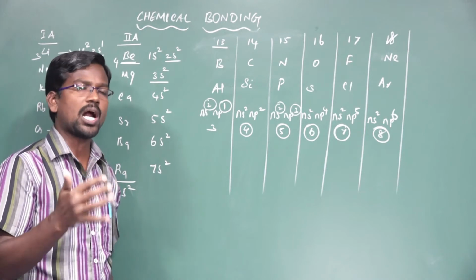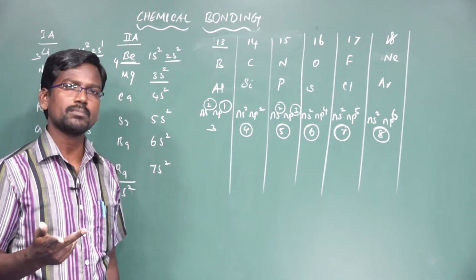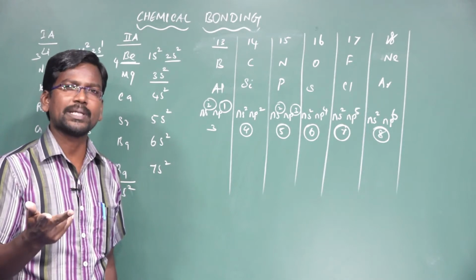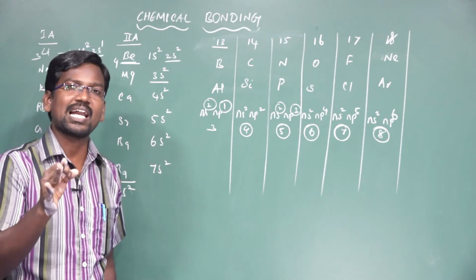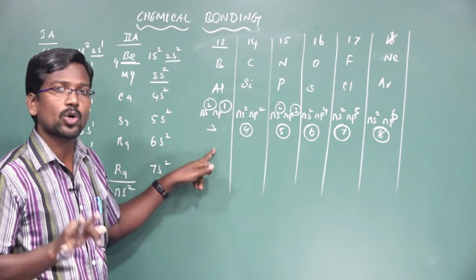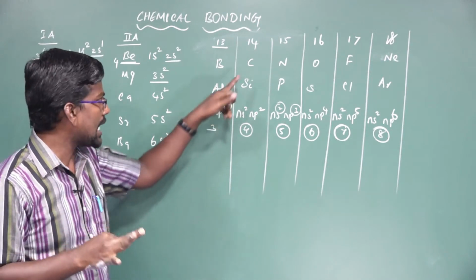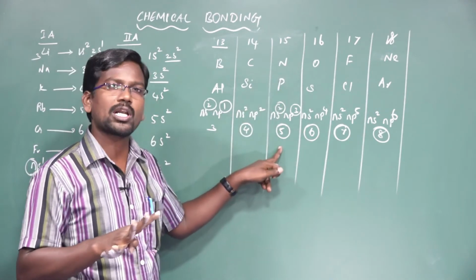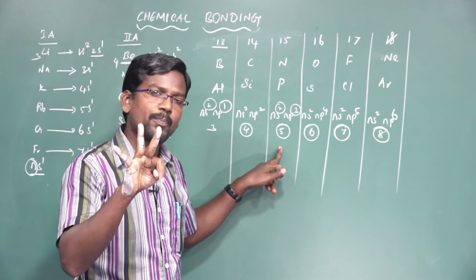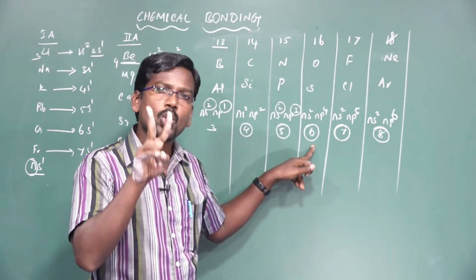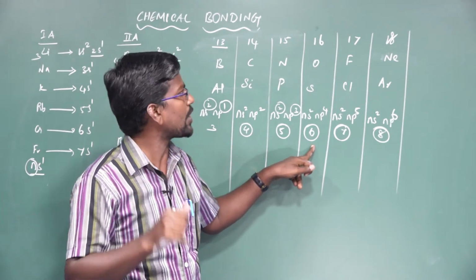So the chemical bond formed between 2 atoms, 2 ions, 2 metals or 2 elements depends upon the number of unpaired electrons in the valence cell. How many unpaired electrons does the boron family contain? 3. The carbon family? 4. The nitrogen family? 3 unpaired electrons, 1 lone pair of electrons. The oxygen family? 2 unpaired electrons, 2 lone pairs of electrons.